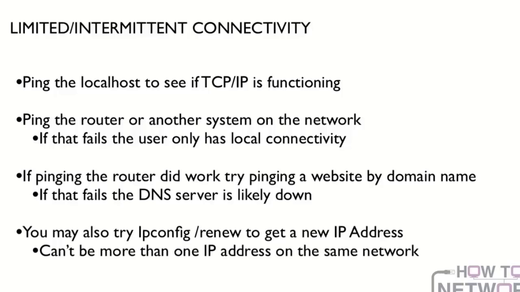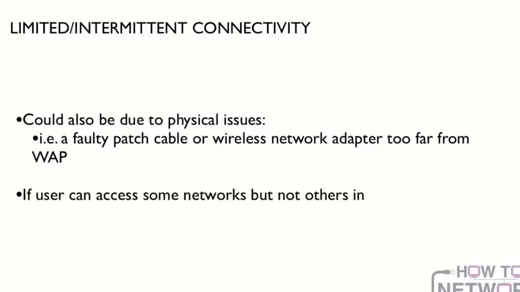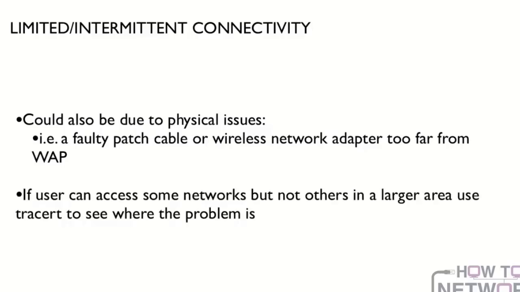You can't have more than one IP address on the same network, as we'll see. So sometimes another device comes on that has been assigned a temporary or dynamic IP address, and then another device comes on that has a statically assigned IP address, and it's the same one, and that can cause an issue. It could also be due to physical issues, faulty patch cables, wireless network adapters too far from the access point, etc. If you can access some networks but not others in a larger area, then use traceroute to determine where the problem is lying.